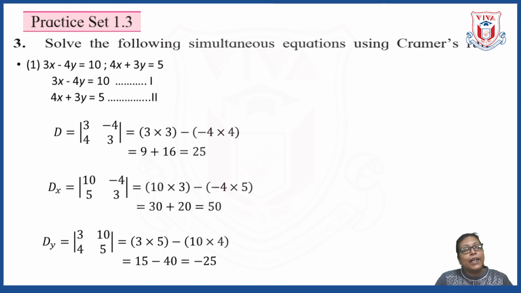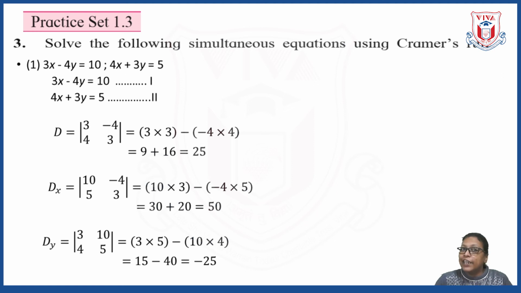You will observe that in Dx 10 and 5 they are appearing in the first column, and in Dy they are appearing in the second column. Writing the determinants properly is very much important. If you are changing the order of writing the numbers, you are going to get wrong answers. Okay, so be very careful while writing the determinants D, Dx and Dy.